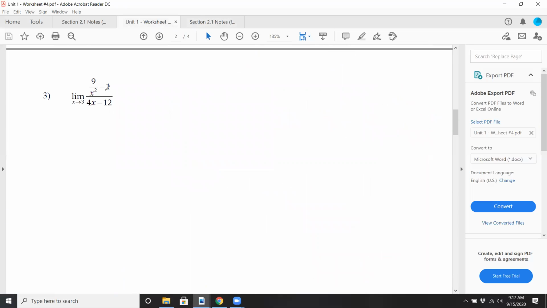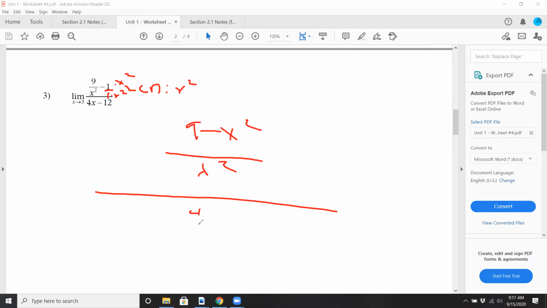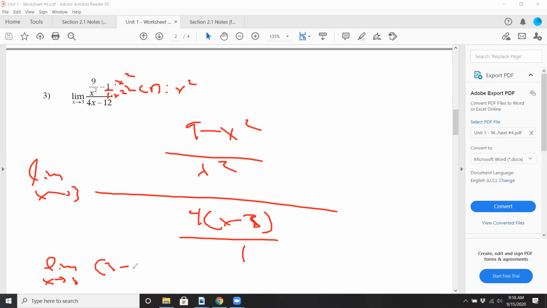Again, you can write this as 1 over 1. LCD is going to be x squared. Multiply with that, it says 9 minus x squared over x squared. And the bottom, you can factor out 4, make it x minus 3. And of course, the whole thing's over 1. You flip the second fraction over. Again, the limit as x approaches 3. Three minus x, 3 plus x. And flip that over.